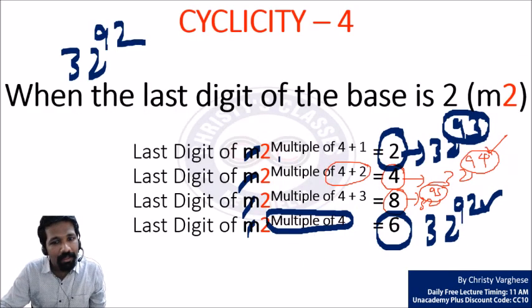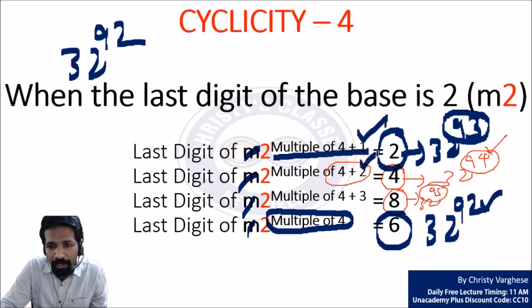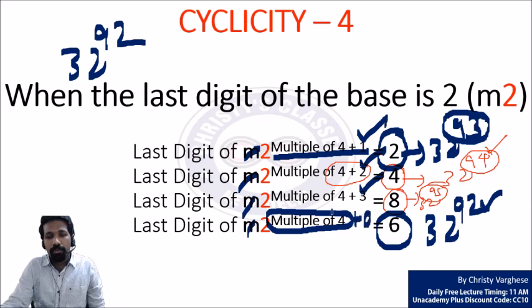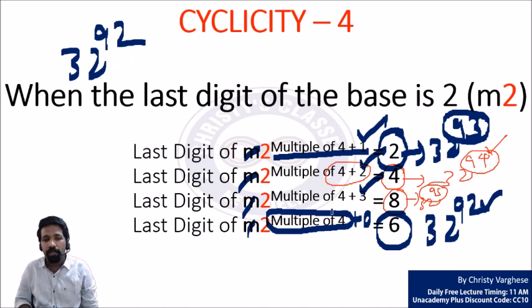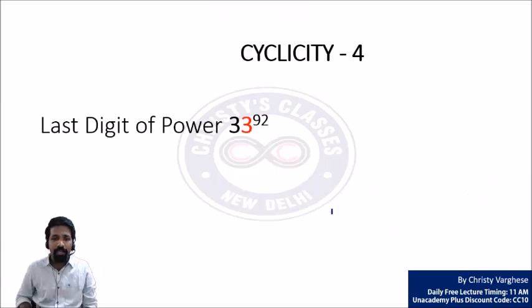Remainder itself is same as multiple of 4 plus 1. This 1 is called remainder. Here the remainder is 0. So if you think in terms of remainder, or if you think in terms of multiple, both are okay. If your mathematical skill is good, I will say don't take remainder or anything. Just think nearest multiple, how much more it is. So let's see. 33 raised to 92.